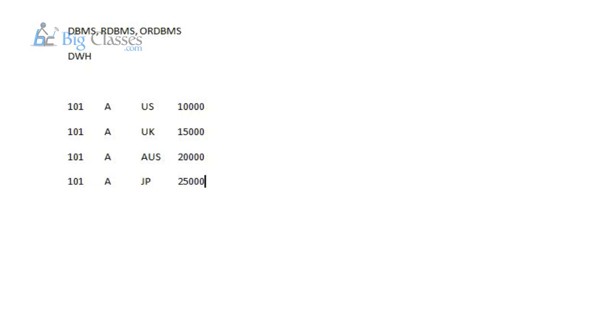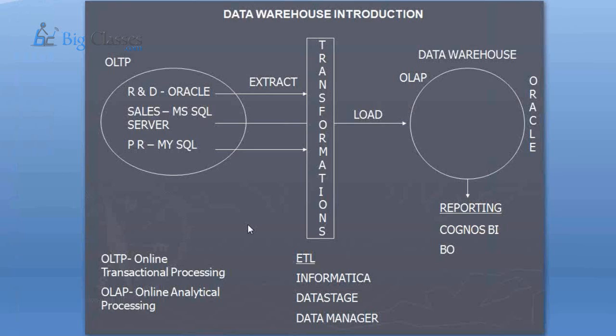Okay. Now let us see an overview of data warehouse. A broad view of data warehouse. Take any company like Johnson & Johnson, for example. They have multiple departments like R&D, sales, and public relations. For R&D, they're using Oracle as database. For sales, they're using MS SQL Server. For public relations, they are using MySQL. They are using heterogeneous databases throughout their organization. They are not using the same one.